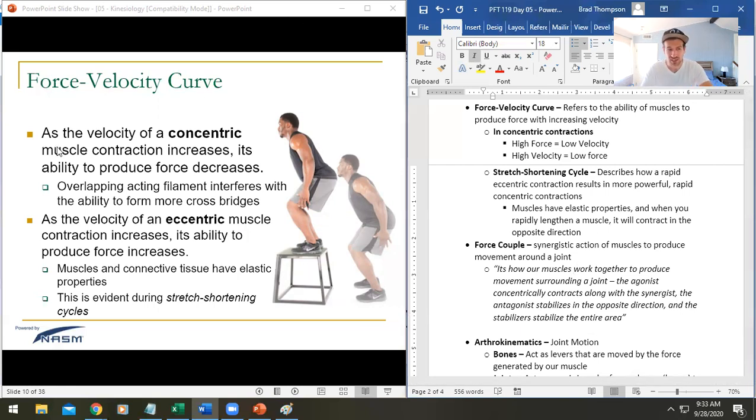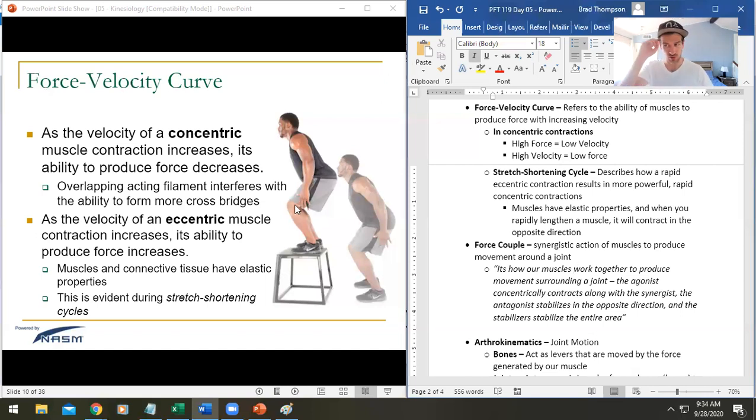So what we see is, as the velocity of a concentric muscle contraction increases, its ability to produce force decreases. Remember, concentrically, you are contracting a muscle. The more overlap you get, the less ability you have to further contract it. Does that make sense? The actin and myosin are already overlapped, so there just isn't very much more room to move. The more you contract, the less ability to produce force you have. If I squeeze, once I get to here, I can't really produce more force from here to here. I'm already squeezed out.